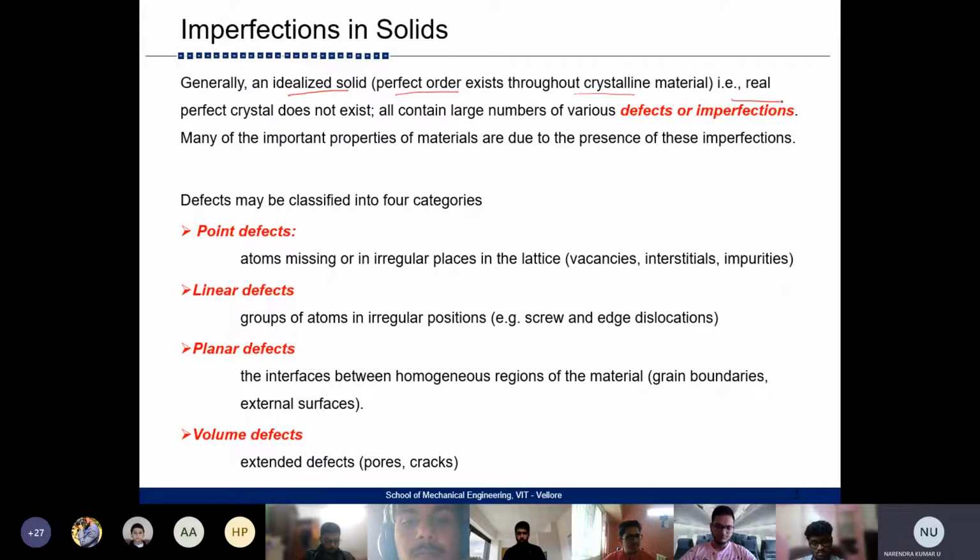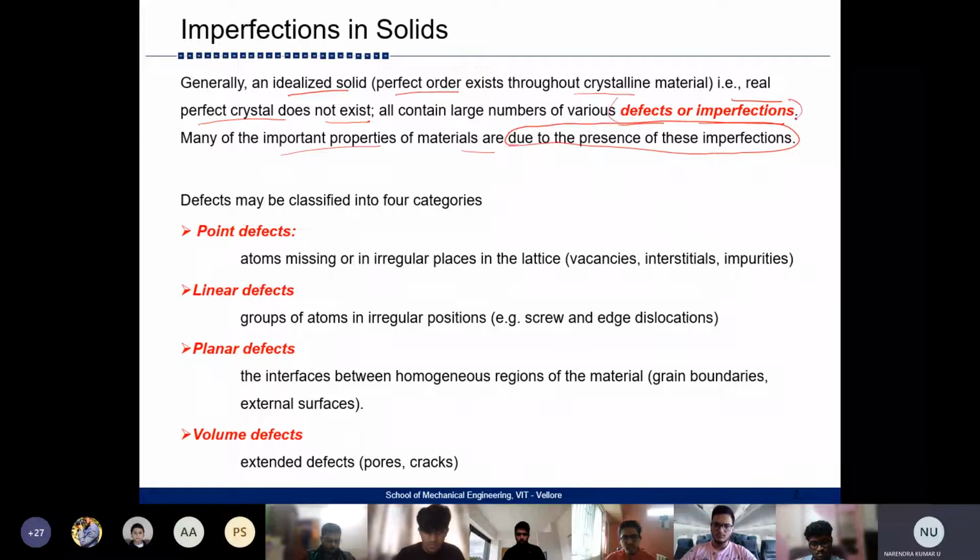That means a real perfect crystal does not exist. There are always some defects or imperfections. Many of the important properties of materials are due to the presence of these imperfections. These properties arise because of the defects and imperfections. That's the reason we are going to study the different types of defects.